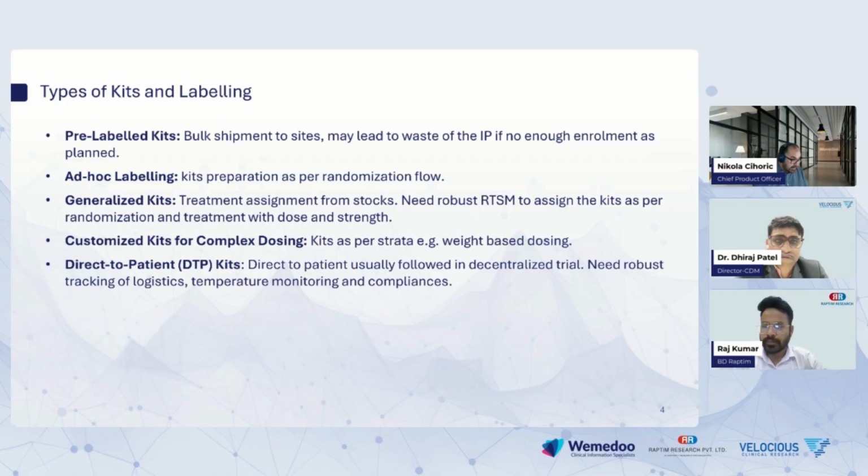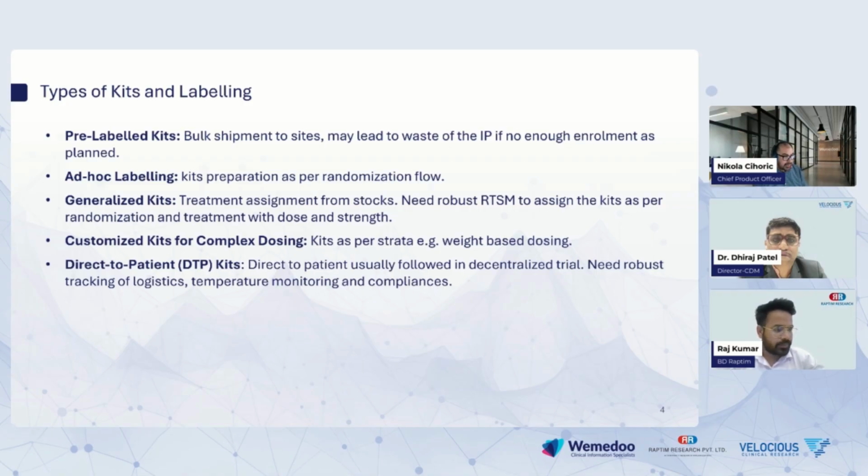There are some already standardized approaches where you can, for example, implement randomization trial supply with pre-labeled kits, which basically means that a bulk shipment of investigational kits is delivered to the site. But this pre-delivery of a bulk shipment, a large quantity of medication, can lead to waste of investigational product, and down the line to problems with accountability. Then there is ad hoc labeling, where the study staff prepare kits per randomization flow.